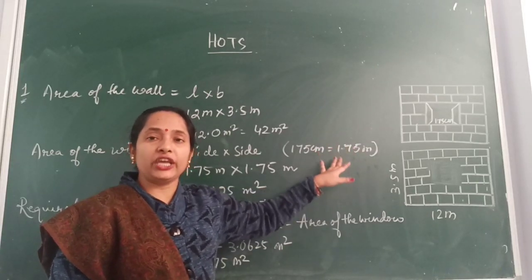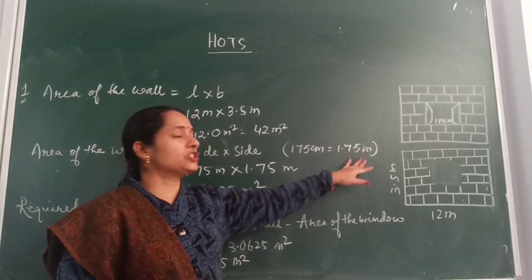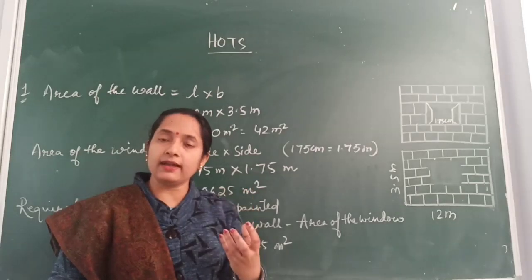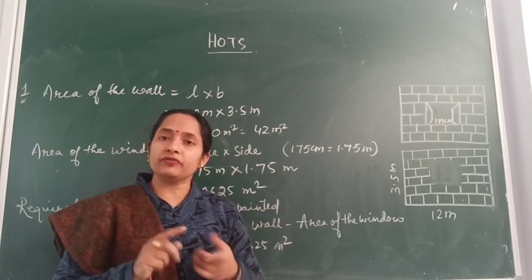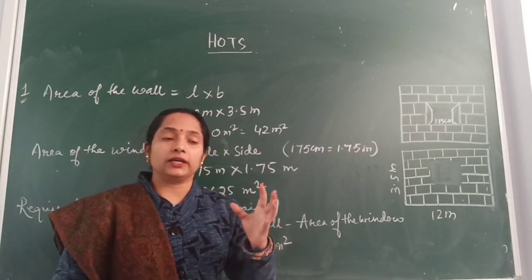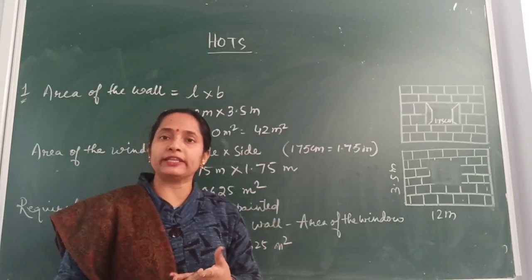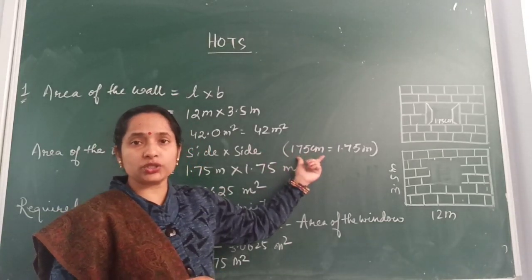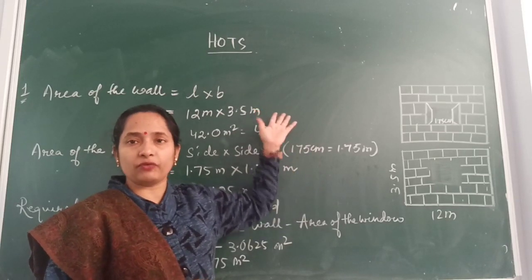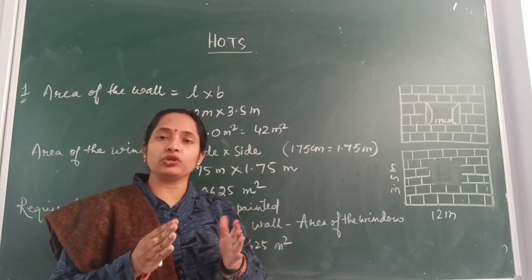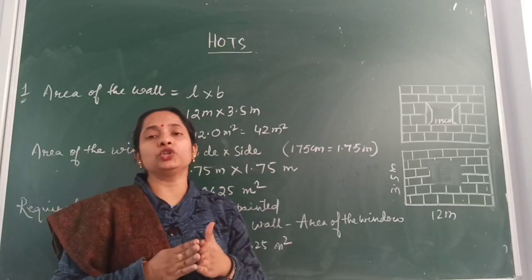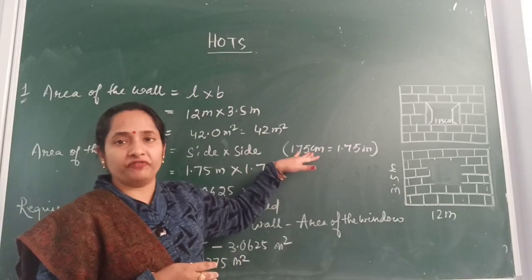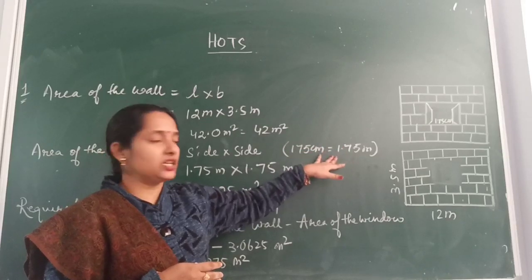And why did we convert centimeters into meters? Because in the next step we are going to subtract the area of the window from the area of the wall. So whenever we do any operations related to measurements, we should always make sure that both units of measurement are the same. Here, as the measurements of the window are given in centimeters and those of the wall in meters, we have to convert both into the same unit. So we have converted the measuring unit of the window into meters, which was earlier in centimeters.